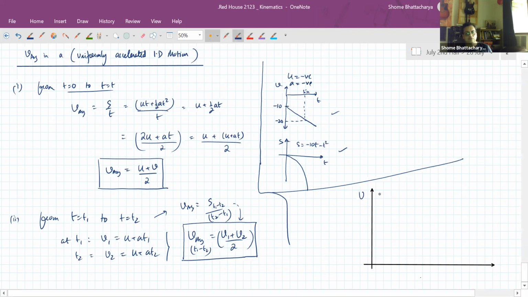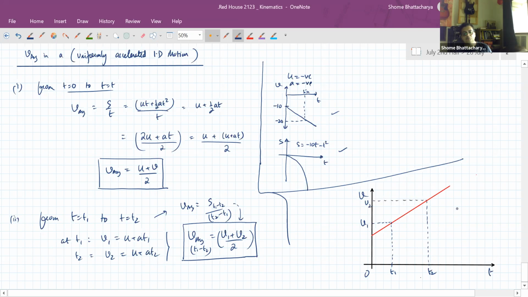So my velocity time graph for a uniformly accelerated situation will be a straight line. Now, just for reference, I'm taking positive slope. It could have been a negative slope also. Now, supposing I want to calculate the average velocity between this time here, t1, and this time here, t2. So in terms of graph, if the velocity here is v1, the velocity at this point of time is v2.